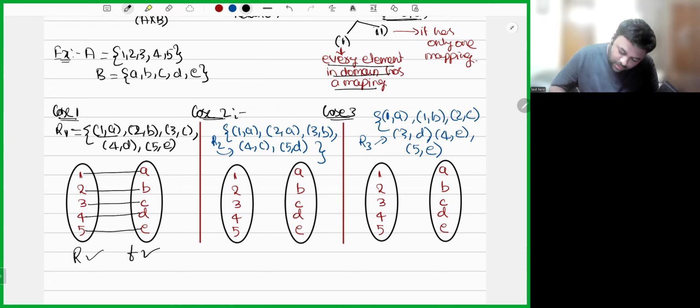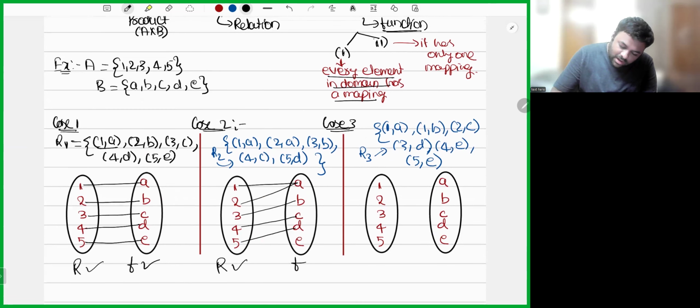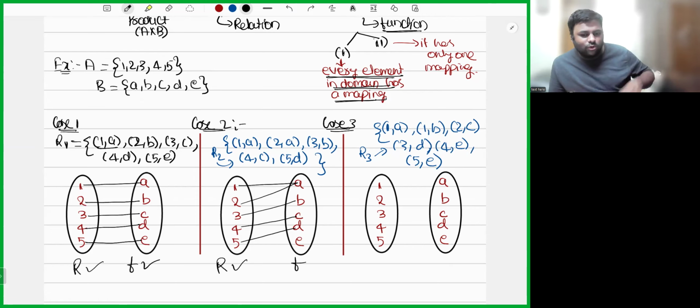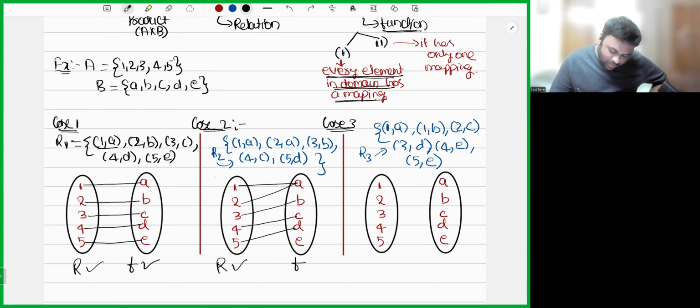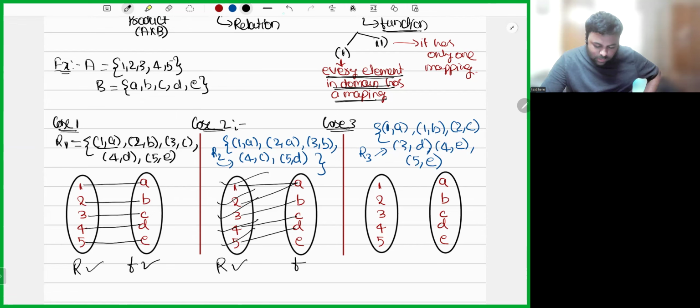Let's go for the second example. 1 is mapping to A, 2 is mapping to A, 3 is mapping to B, 4 is mapping to C, 5 is mapping to D. First, is it a relation? Yes. Is it a function or not? Let us see. First, every element in domain has a mapping. Next, it should have only one mapping, means only one arrow should pass from domain. Yes. From number 1, only one arrow is passing. From number 2, only one arrow. From number 3, only one arrow. From number 4, only one arrow. From number 5, only one arrow is passing.